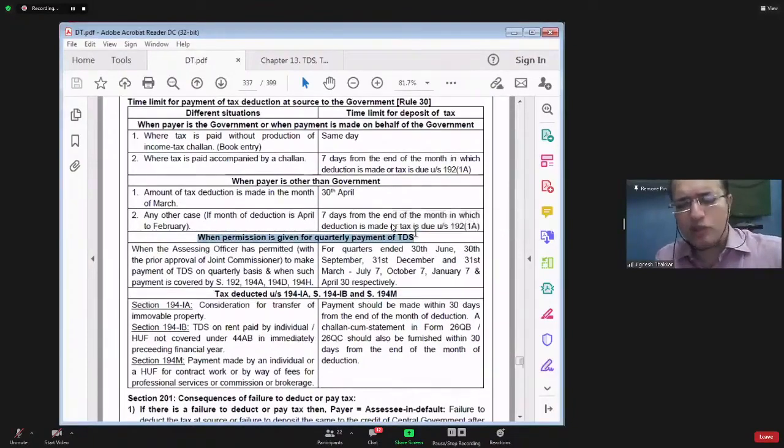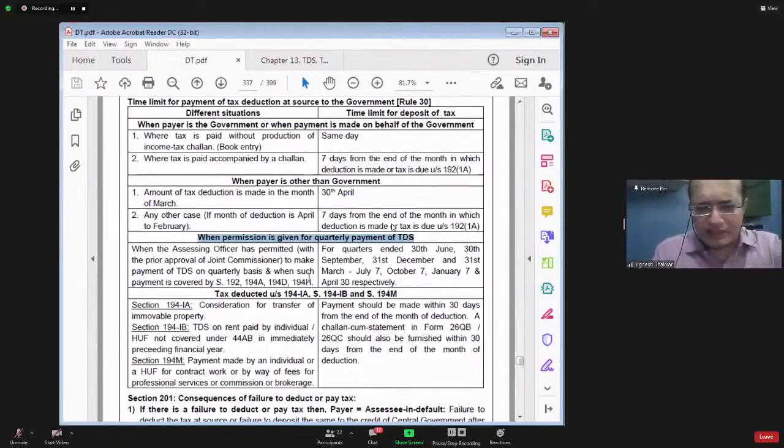During a particular month, you might have entered into 50 different transactions. In all those 50 transactions, you might have deducted TDS. But all this TDS amount is required to be paid on a monthly basis to the government by 7th of next month. If it is deducted in the month of March, then by 30th of April.